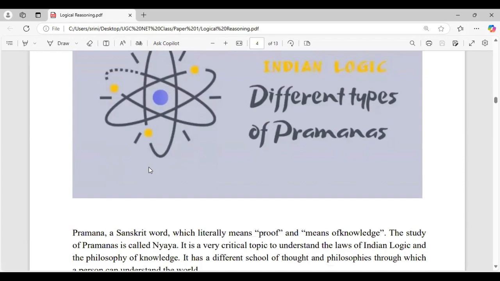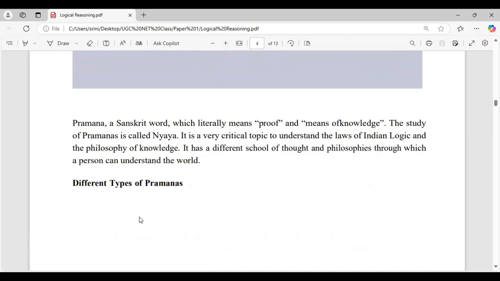Okay. Indian logic. We have notes. Pramana, a Sanskrit word, literally means proof or means of knowledge. The study of pramanas is called nyaya.